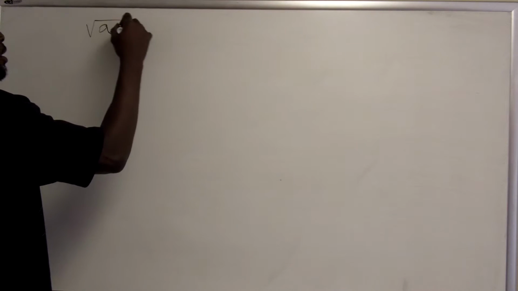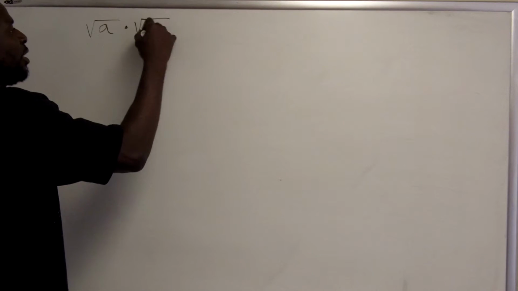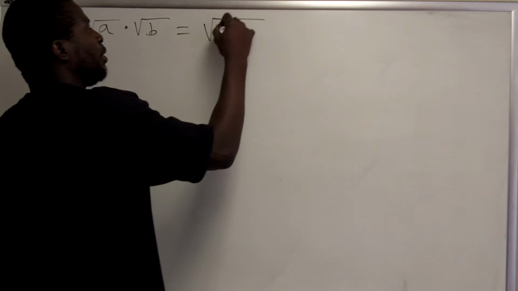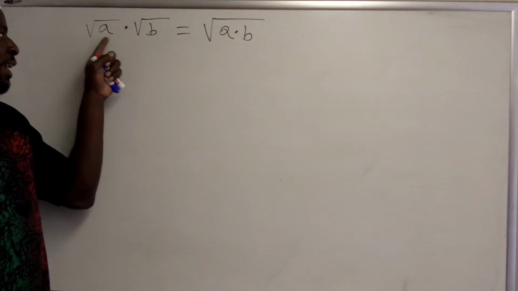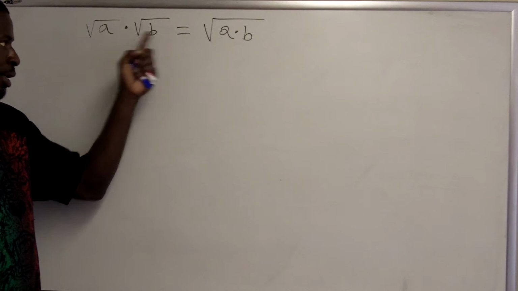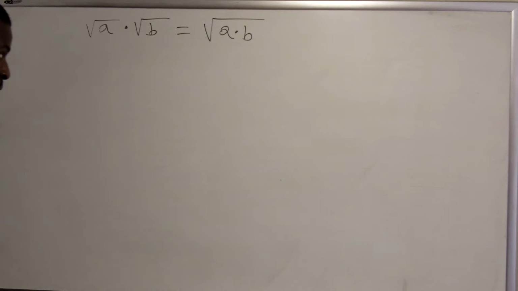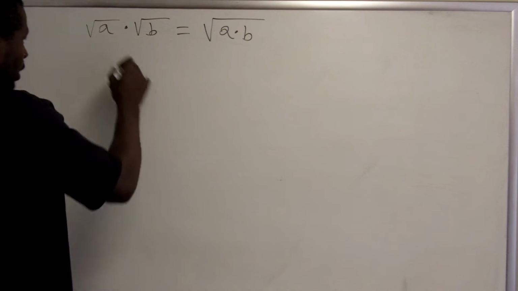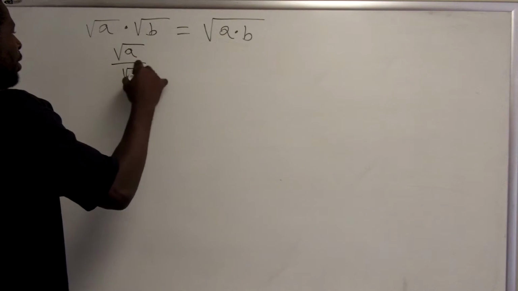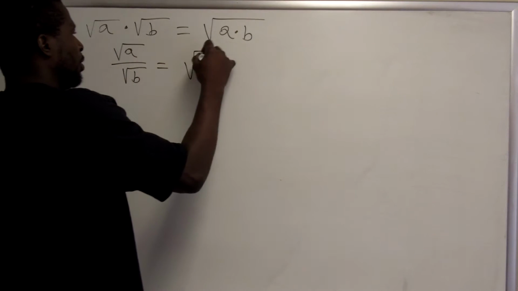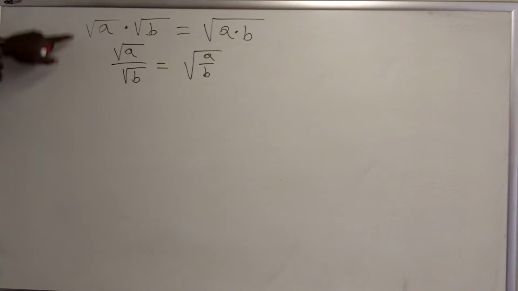Now we're going to take two radicals that are separate and combine them into a single radical. So we have two radicals that are separate. We're going to take each radicand, A and B, and just find the product of them. And then there's also a quotient rule that says if you have the square root of A over the square root of B, it is equal to the square root of A over B. So we have the product rule and the quotient rule as our two tools.